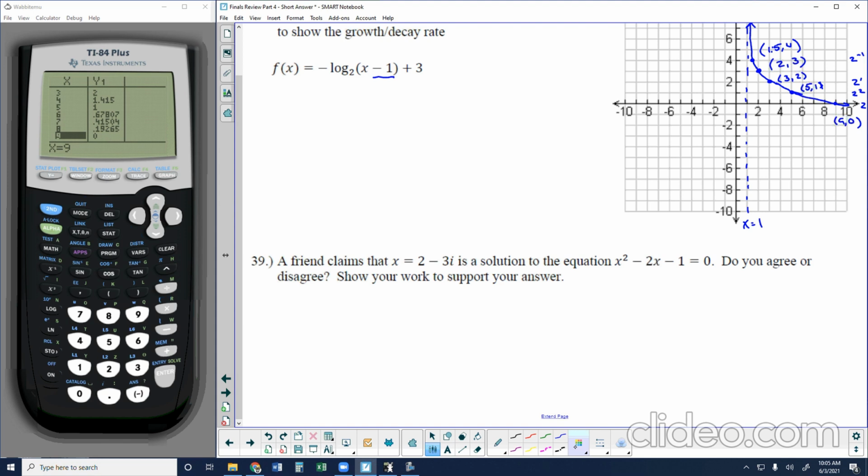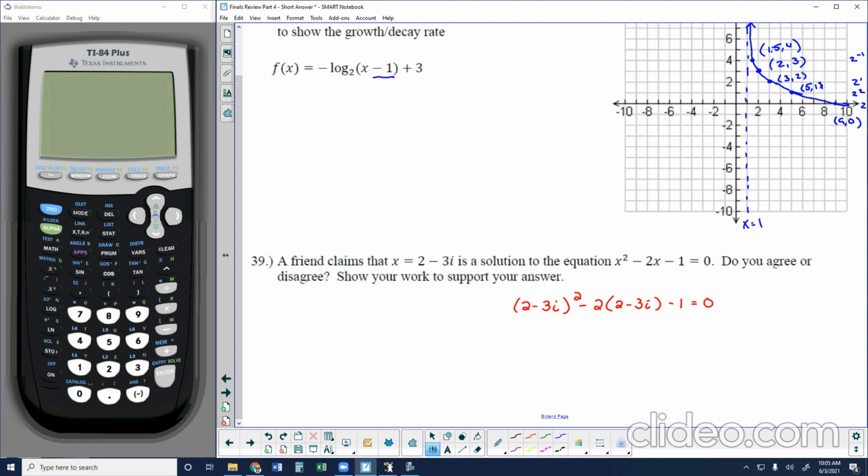Well, I could go through the process of solving this equation, but a little bit easier than that, I can check to see if an answer is a solution by substitution. So I can substitute in 2 minus 3i into this equation, and then evaluate the expression to see if this will equal 0.